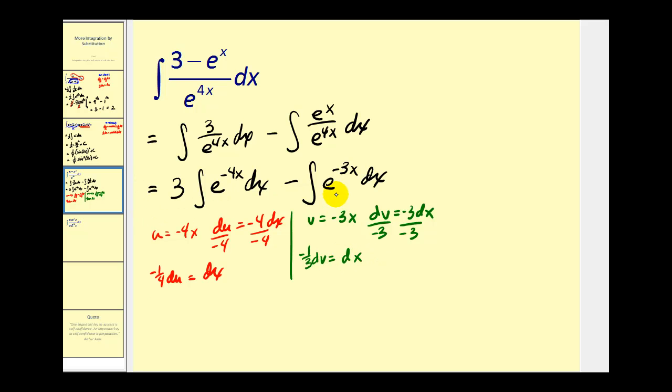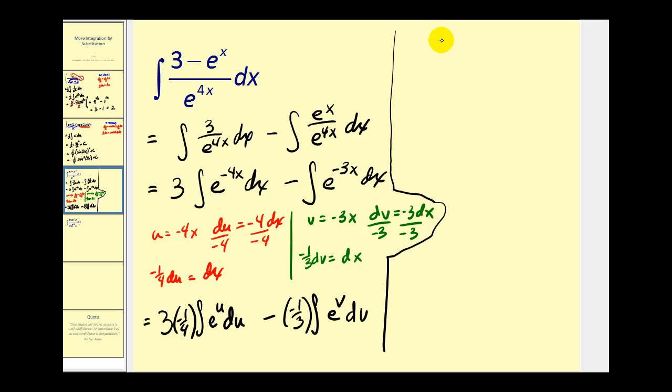Let's go ahead and rewrite these in terms of u and v. So the first integral would be 3 times, this would be e to the u, and then dx is negative 1/4 du. So we'll put the negative 1/4 here, du here. Minus, again, this is going to be e to the v, and dx is equal to negative 1/3 dv. Let's go ahead and continue up here. This is going to be negative 3/4.